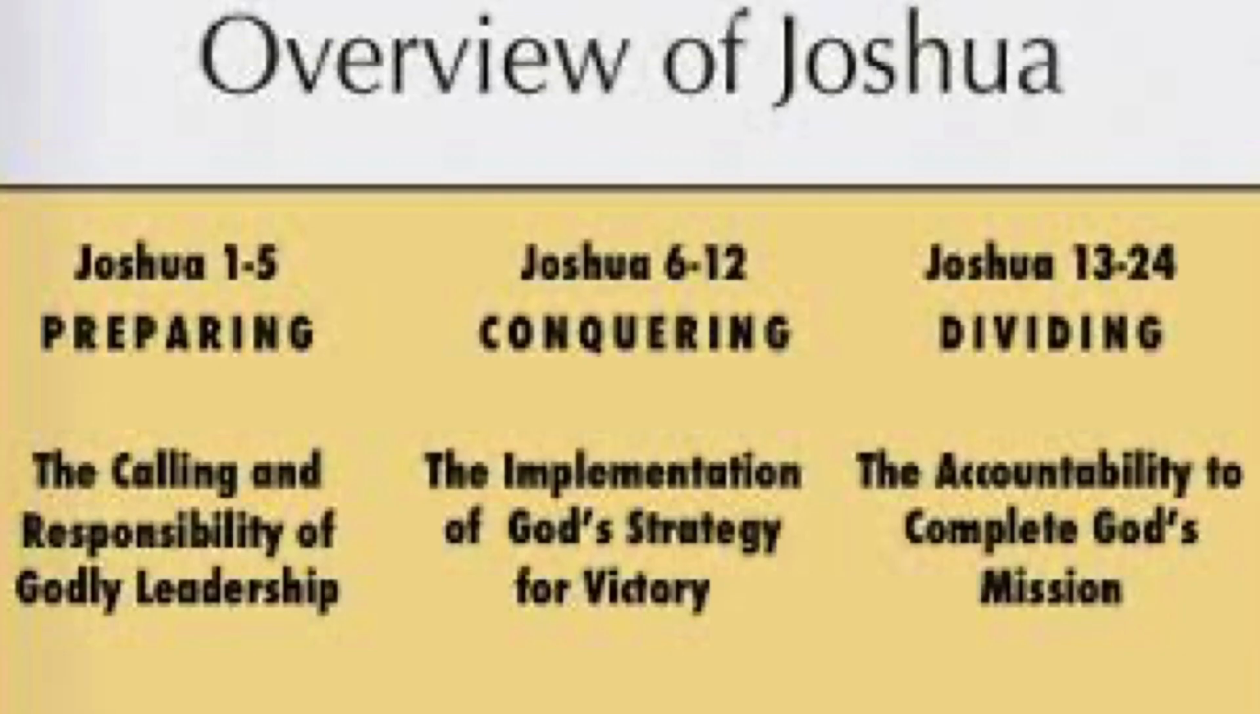Another overview, it's kind of fuzzy, and I guess I need to redo this chart again. I redid it a few years ago, but I think I'd saved it in the wrong format, and that's why it's kind of blurred out. I'll try to get it redone. Chapters 1 through 5, they're preparing: the calling and responsibility of godly leadership, the conquering, the implementation of God's strategy for victory. God designs the strategy, dividing the land, accountability to God, completing God's mission, that is the land.